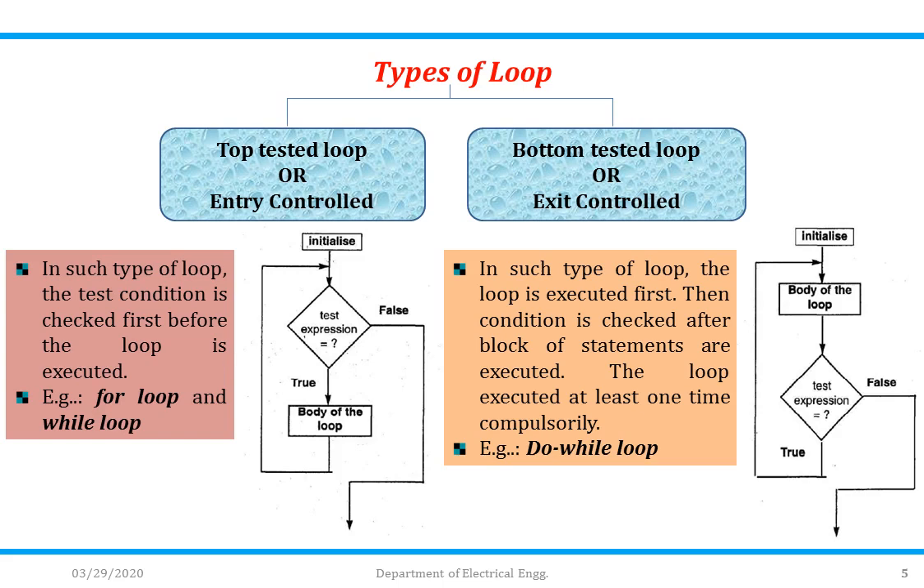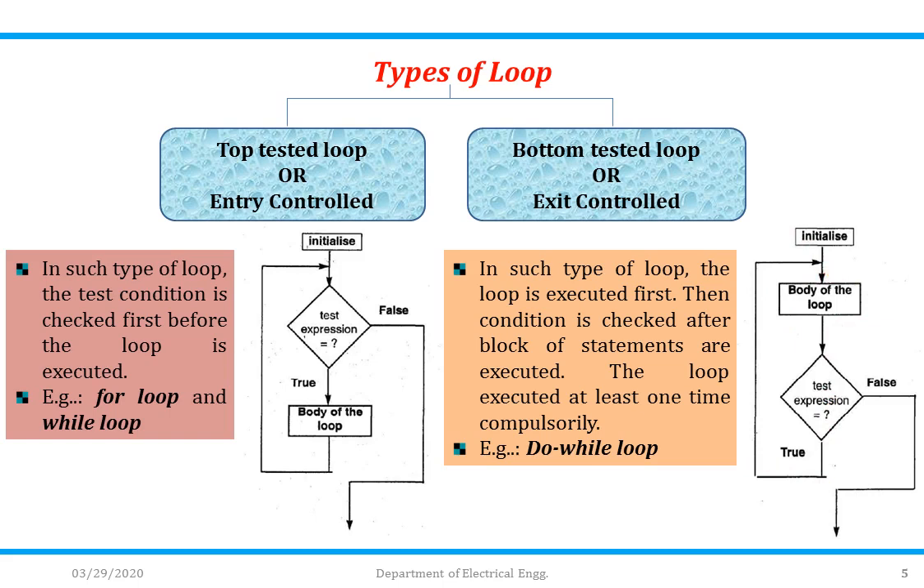If you observe the basic difference, in an entry control loop, the condition is checked first. If it is true, the statement will execute. Whereas in an exit control loop, the statement will execute first, then it will check the condition. If it is true, again the statement will be executed for that particular program.